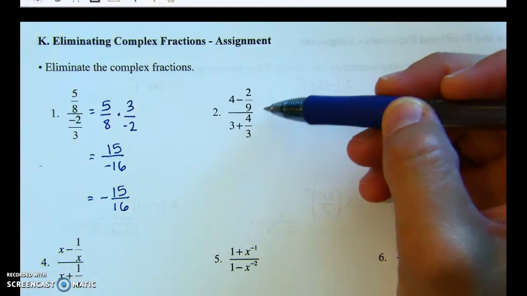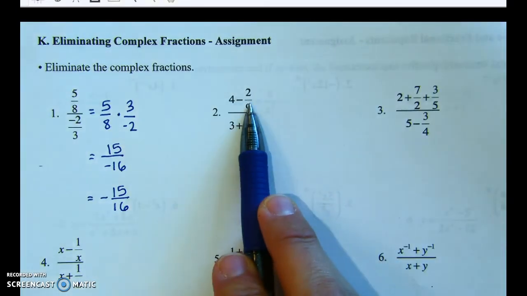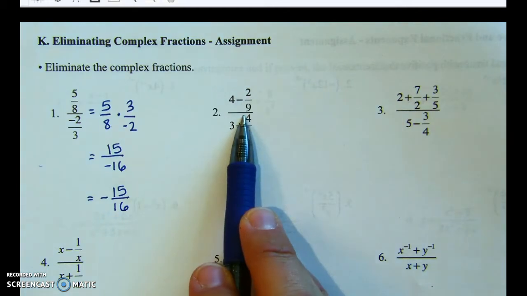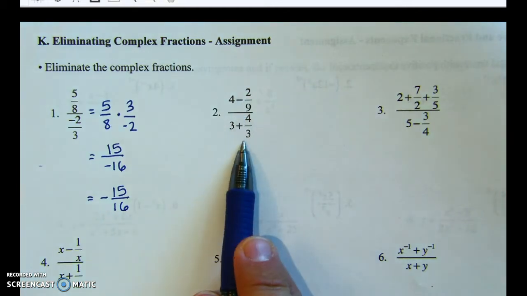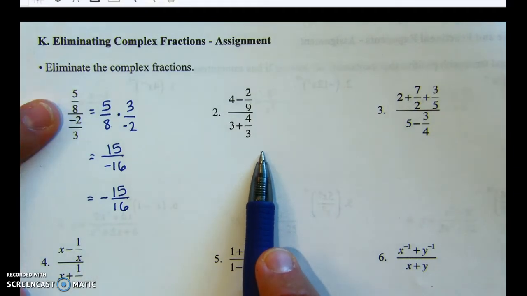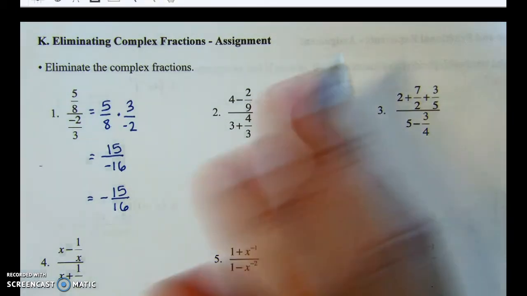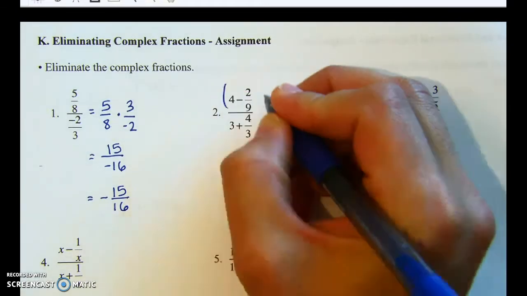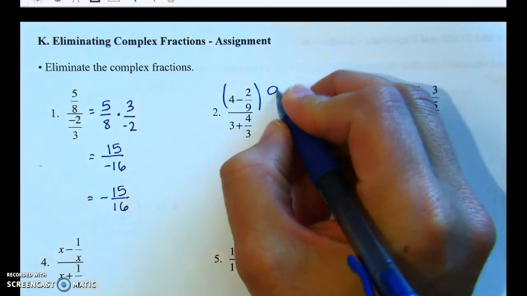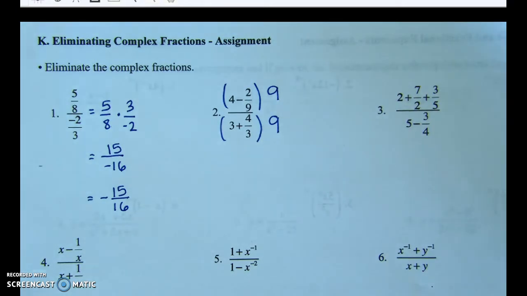Now, there's a really long way to solve these. You could get a common denominator and combine the fraction in the top. You could get a common denominator, combine the fraction in the bottom, simplify those, and then do this step. But that is way too much work because there's actually a shortcut. What is the biggest denominator you see? 9. Watch. We can multiply this entire thing by 9 and this by 9. So we're multiplying by 9 over 9.